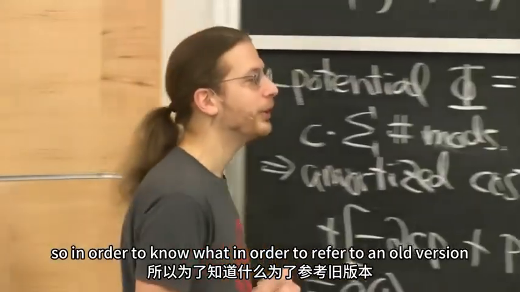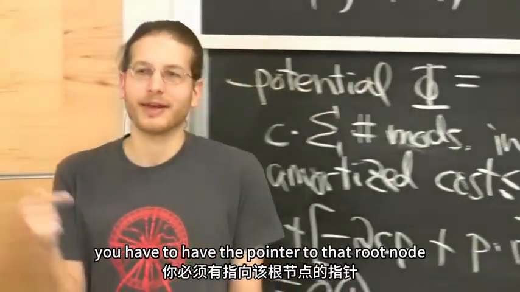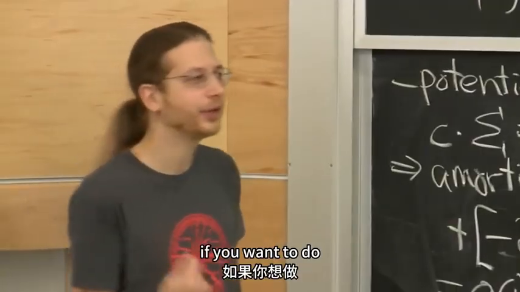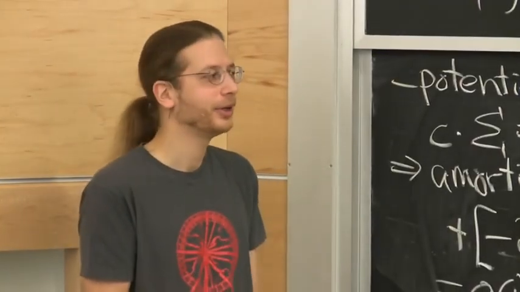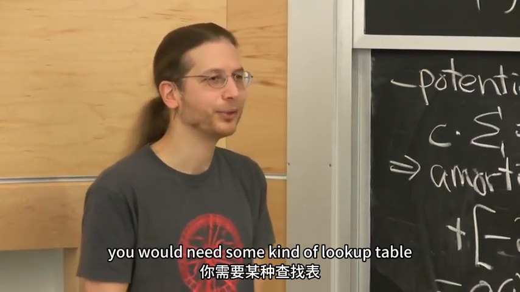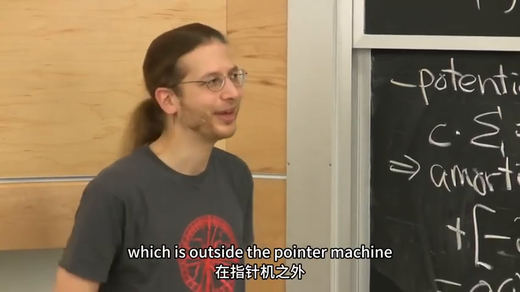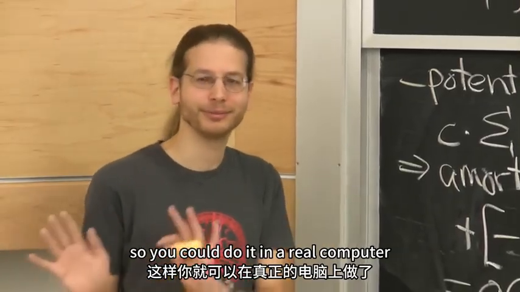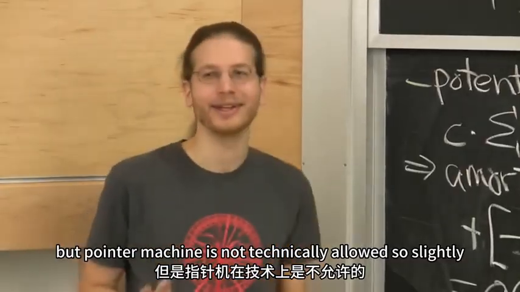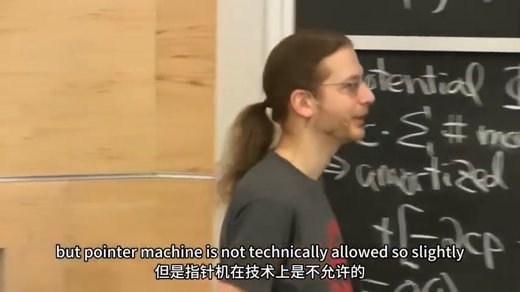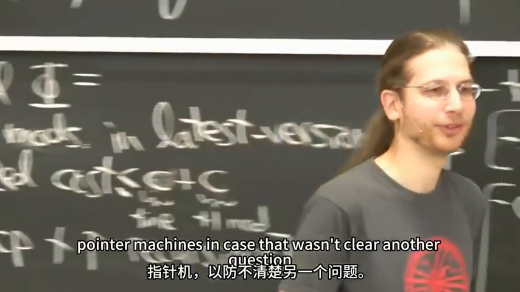So in order to refer to an old version, you have to have the pointer to that root node. If you want to do it just from a version number, you would need some kind of lookup table, which is outside the pointer machine. So you could do it in a real computer, but pointer machine is not technically allowed. So slightly awkward. No arrays are allowed in pointer machines, in case that wasn't clear.